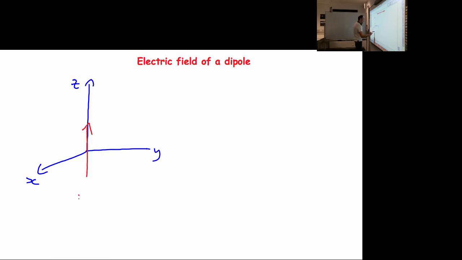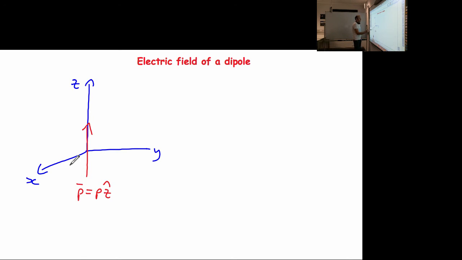Okay, so up until now we have considered the potential of a dipole, and what we're going to do in this lesson is consider the electric field of a dipole. To do this we're going to choose the coordinates so that the dipole lies at the origin and points in the z direction. I'm going to draw up my three axes, x, y, and z. The dipole will lie at the origin, point in the z direction, so the dipole can be written as p times z hat.